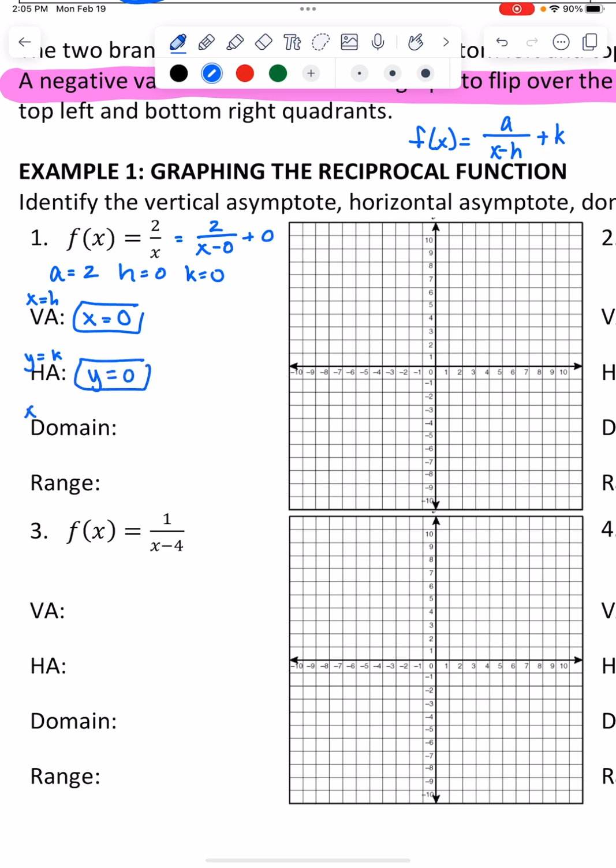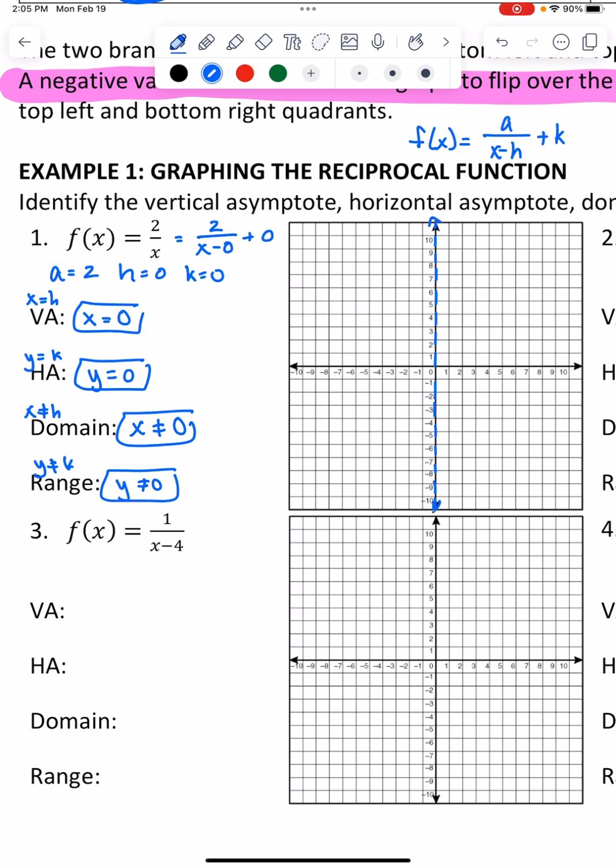Domain, x cannot equal h, right? So it's saying it can be every number except h. So x cannot equal 0. And then our range, y cannot be k. So it can be every number except k. So y cannot be 0. Okay, so what we do here, when we graph, we put our asymptotes on there. So a vertical asymptote at 0. So a vertical line going through x equals 0.